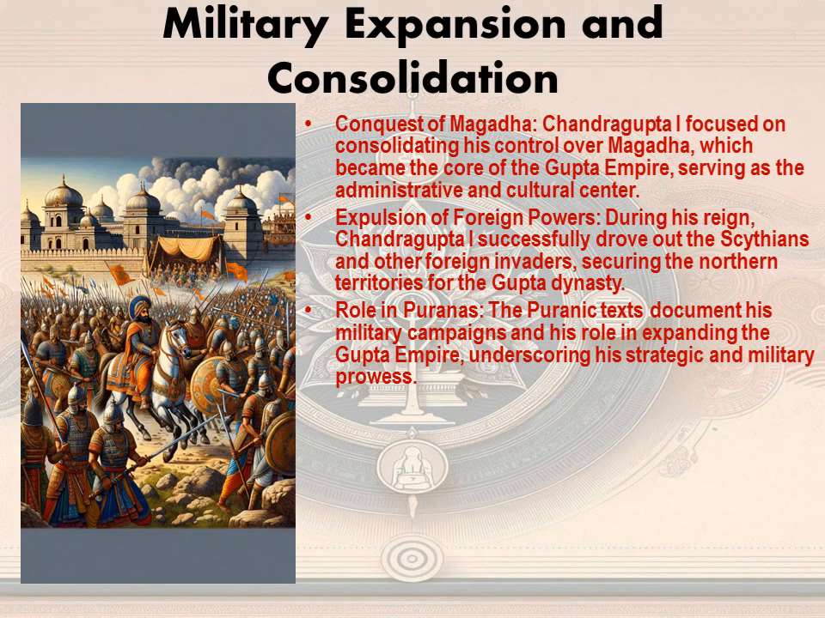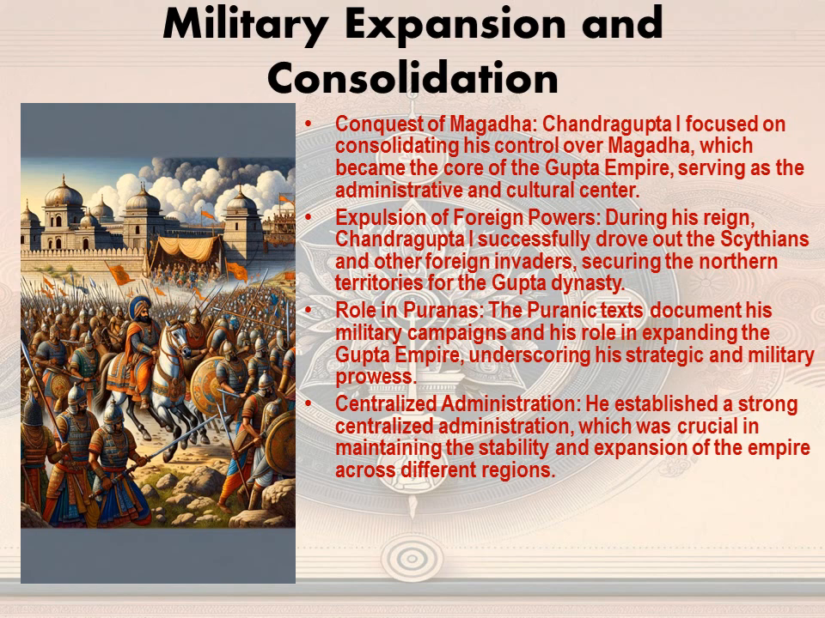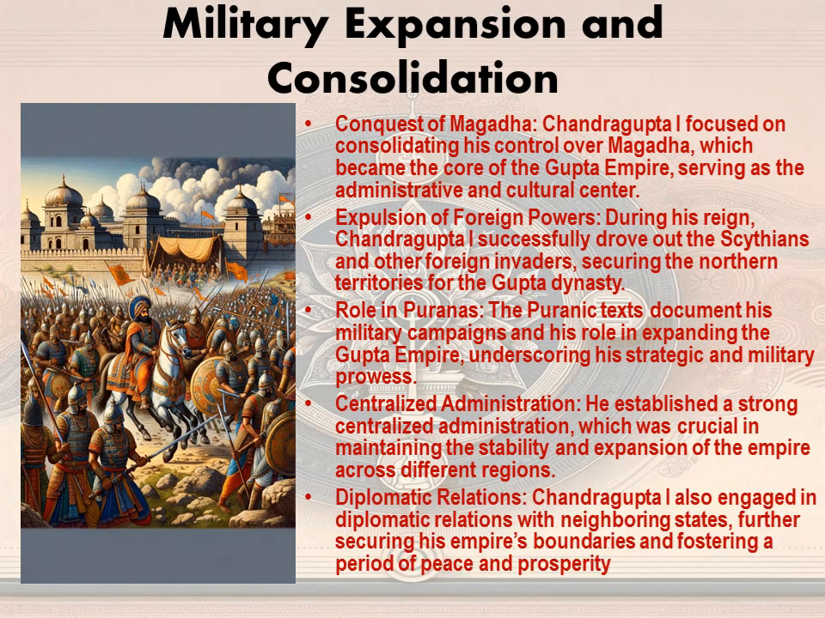the Puranic texts. He established a strong centralized administration which was crucial in maintaining the stability and expansion of the empire across different regions. So he established a very centralized administration, and that was very important to maintain stability along with territorial expansion of the empire in different parts of the Indian subcontinent.